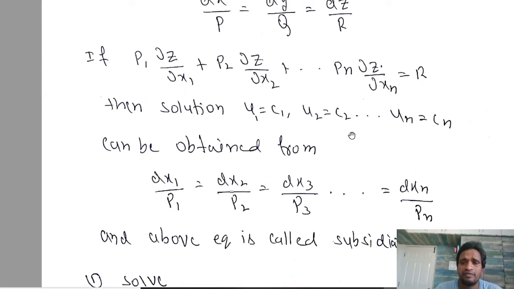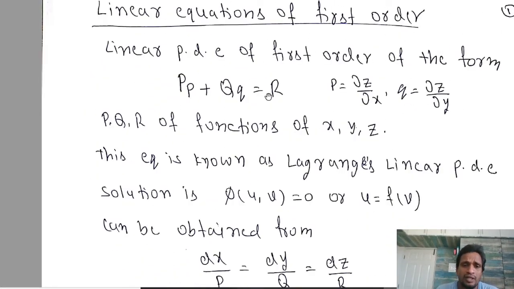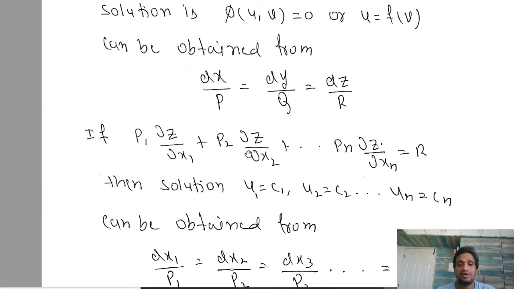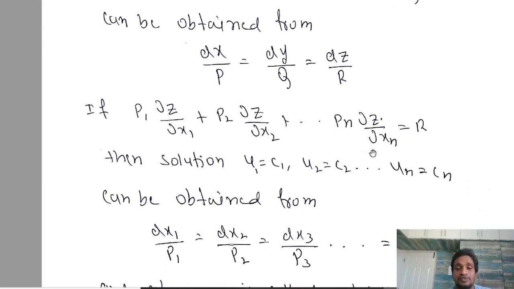Now here we have only two values, that is p and q. p is dou z by dou x, q is dou z by dou y. That means we have only two independent variables, x and y, for the dependent variable z. Now suppose we have n number of independent variables, x1, x2, so on xn, and the dependent variable is z. So how to solve the linear partial differential equation of this type?